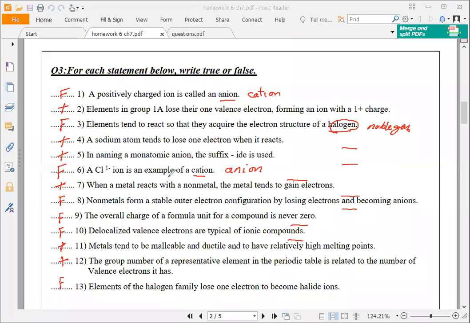Why? Because the chlorine atom has 7 valence electrons. It always tends to gain an electron and form an ion with a negative charge, 1 minus. So here we cannot change the charge to positive 1 just like that. We can correct this and form an anion. Okay? Statement number 8.